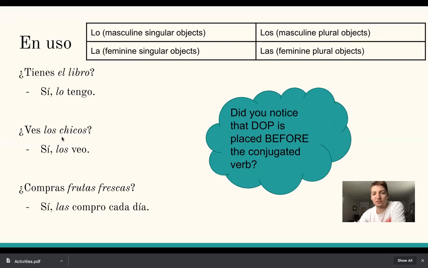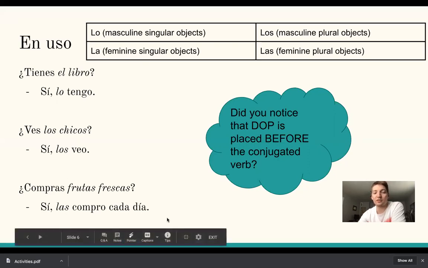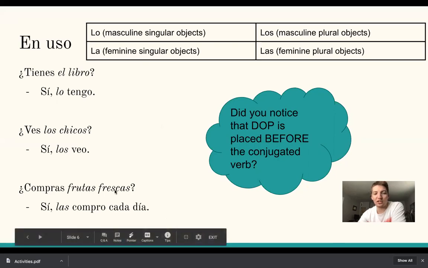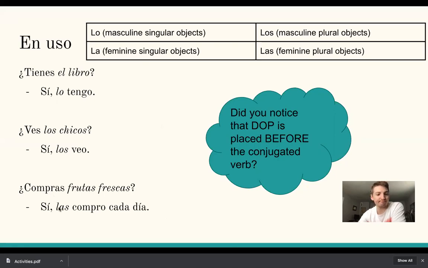¿Ves los chicos? Do you see the boys? Sí, los veo. ¿Compras frutas frescas? Do you buy fresh fruit? Sí, las compro cada día. Notice that this whole thing, frutas frescas, is our direct object because it's all getting replaced with las. Okay. Tomorrow we're going to talk more about where we place the direct object pronoun, but for now, notice that it always goes before the conjugated verb.